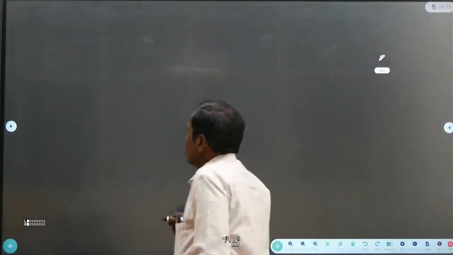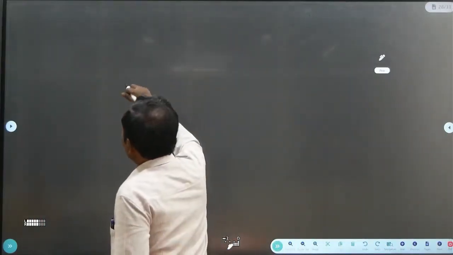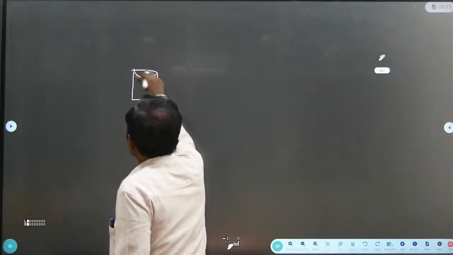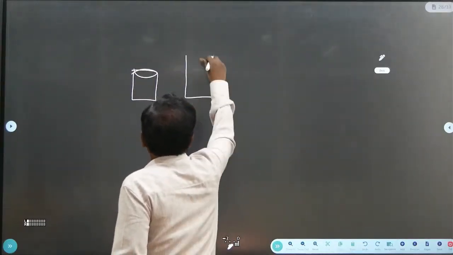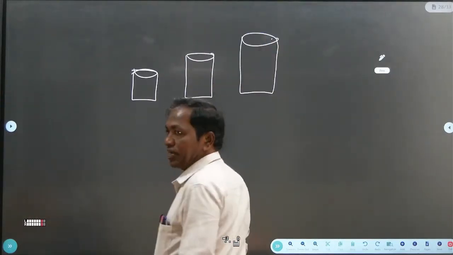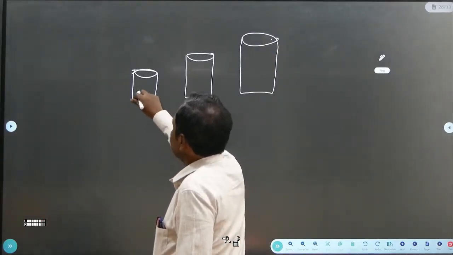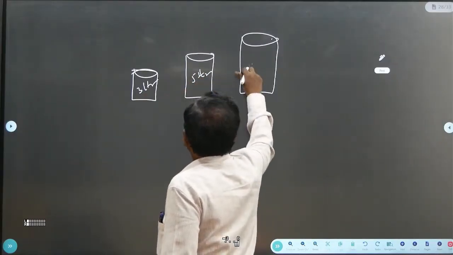For example, see what happens here. Puzzle type questions may also be asked here. Even we used to play this in our early childhood days. There are 3 cans. This is can 1, can 2, can 3. And see, this capacity is 3 liters, this is 5 liters, and this is 8 liters.